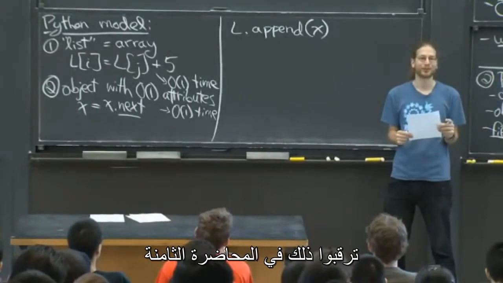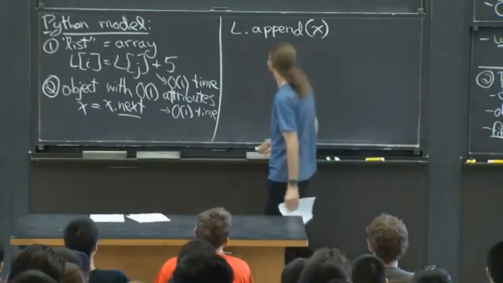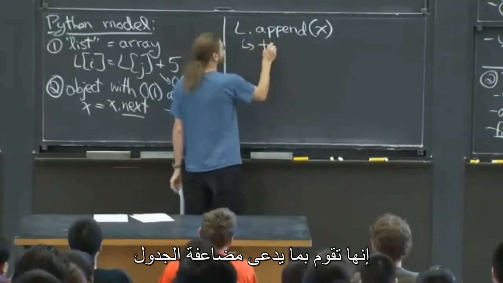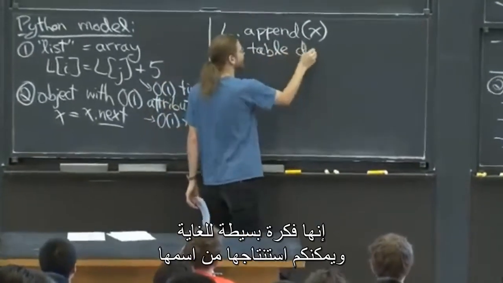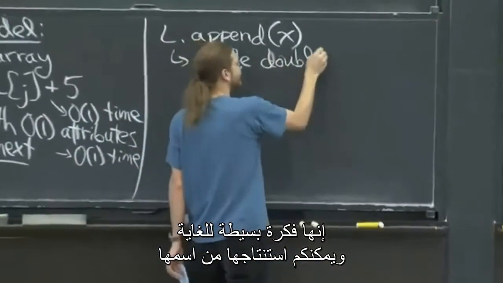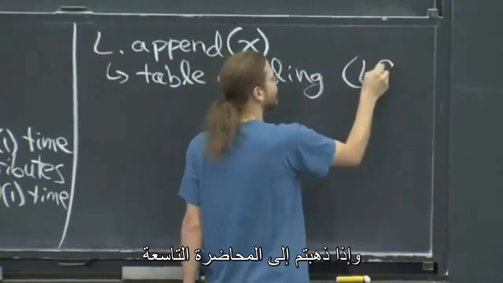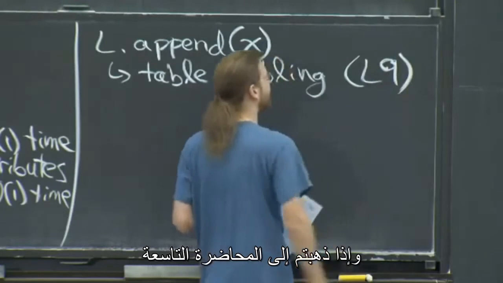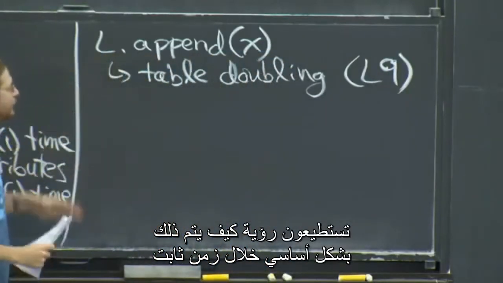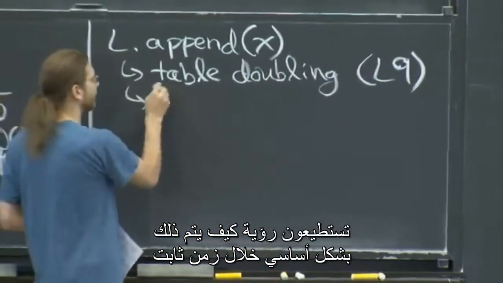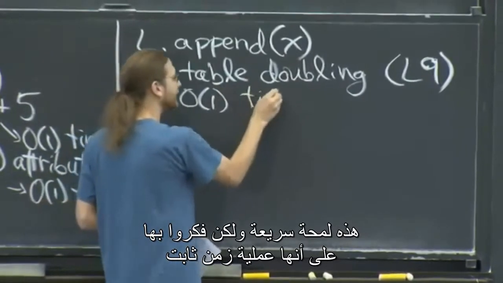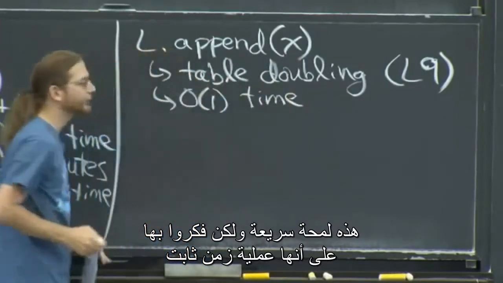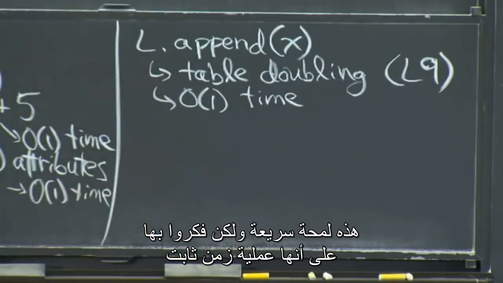Stay tuned for lecture 8. It does something called table doubling. It's a very simple idea. You can almost guess it from the title. And if you go to lecture, is it 8 or 9? 9, sorry. You'll see how this can basically be done in constant time. There's a slight catch, but basically think of it as a constant time operation.